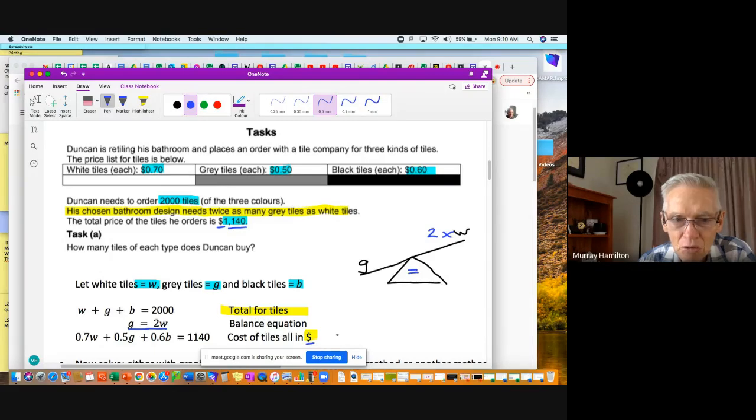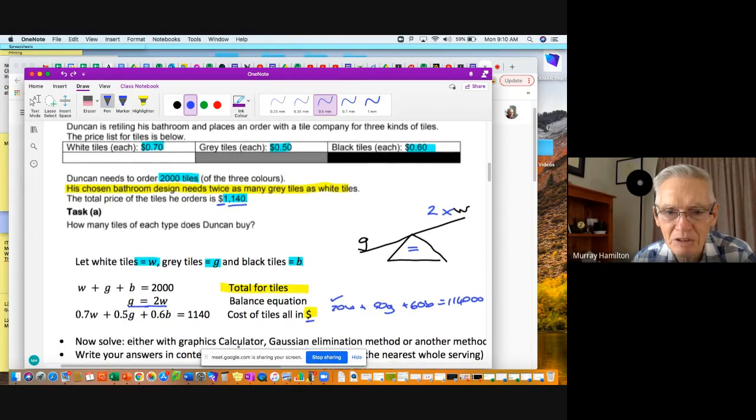I could have written it all in cents. I could have 70W, 50G, and 60B, but I'd have to put this in cents. I'd have 14000. That's all in cents now, not in dollars. So this would be an acceptable equation, or that. But please don't mix dollars up with cents. Don't have 60 over here and dollars over on this side. So that's really important. And now we can solve this.